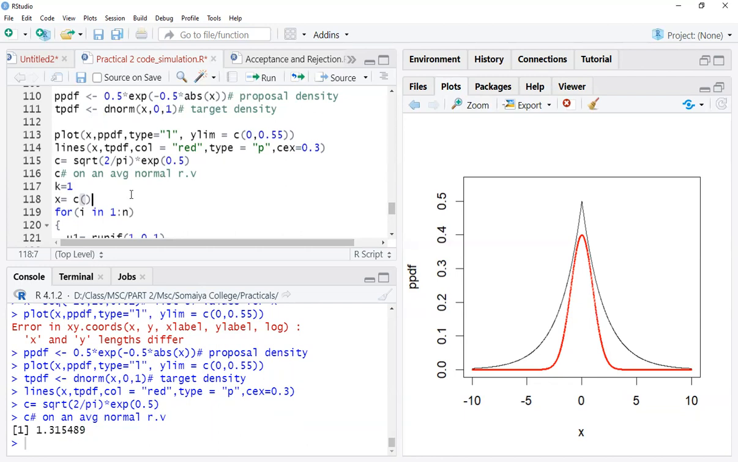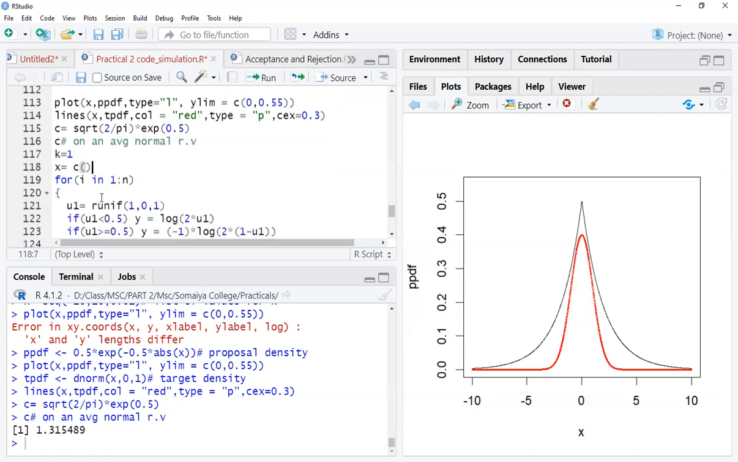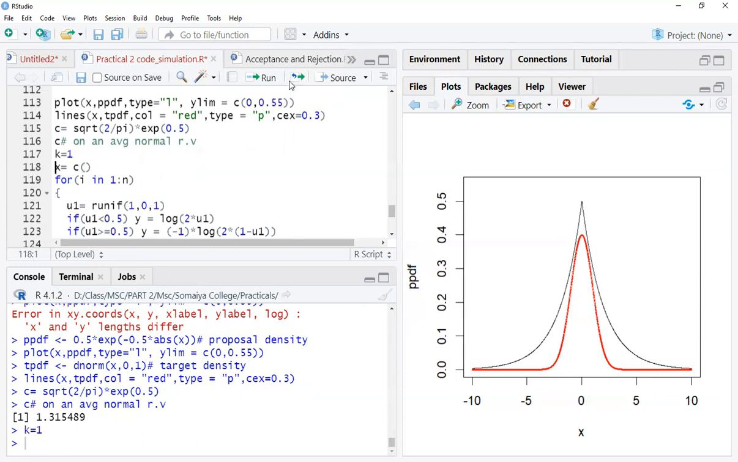I will share the practicals with you today so that you can get an idea of how the practical problem is solved based on this. Just a second. So let's start with the counter. So k is 1. We are creating the empty vectors. So, empty vectors.